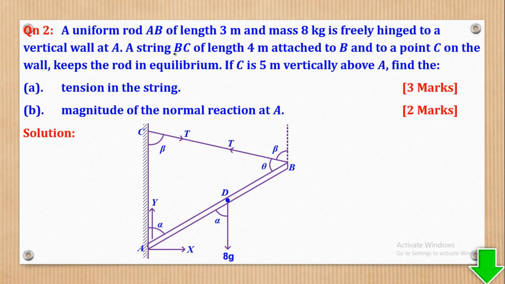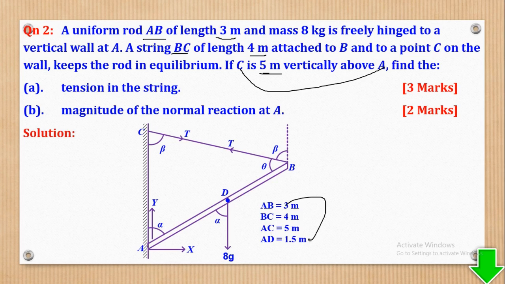So we are told that BC is 4 meters, AB is 3 meters, and AC is 5 meters. So we shall come and set them there. AB is 3 meters, BC is 4 meters, AC is 5 meters, and AD, because D is the midpoint, will be a half of AB, which is 1.5. So those lengths will enable us to get the angles.